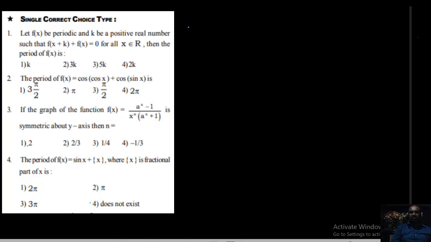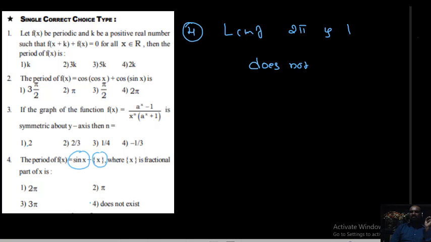Fourth problem. You want to find the period of this function. This is a periodic function with period 2 pi. This is a periodic function with period 1. We want to find the LCM of 2 pi and 1. The LCM of 2 pi and 1 does not exist. Why? One is irrational and the other is rational. We can't find the LCM between a rational and an irrational. It does not exist. That is, f of x is not a periodic function.